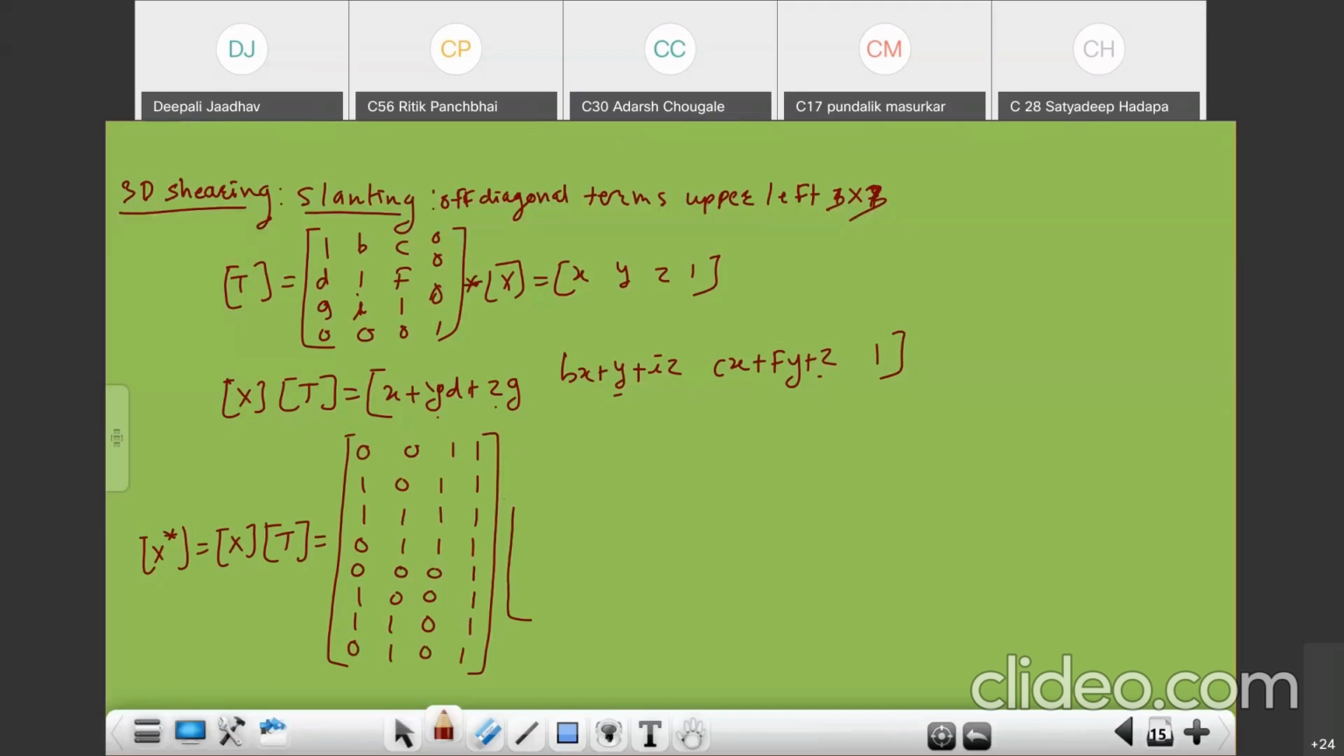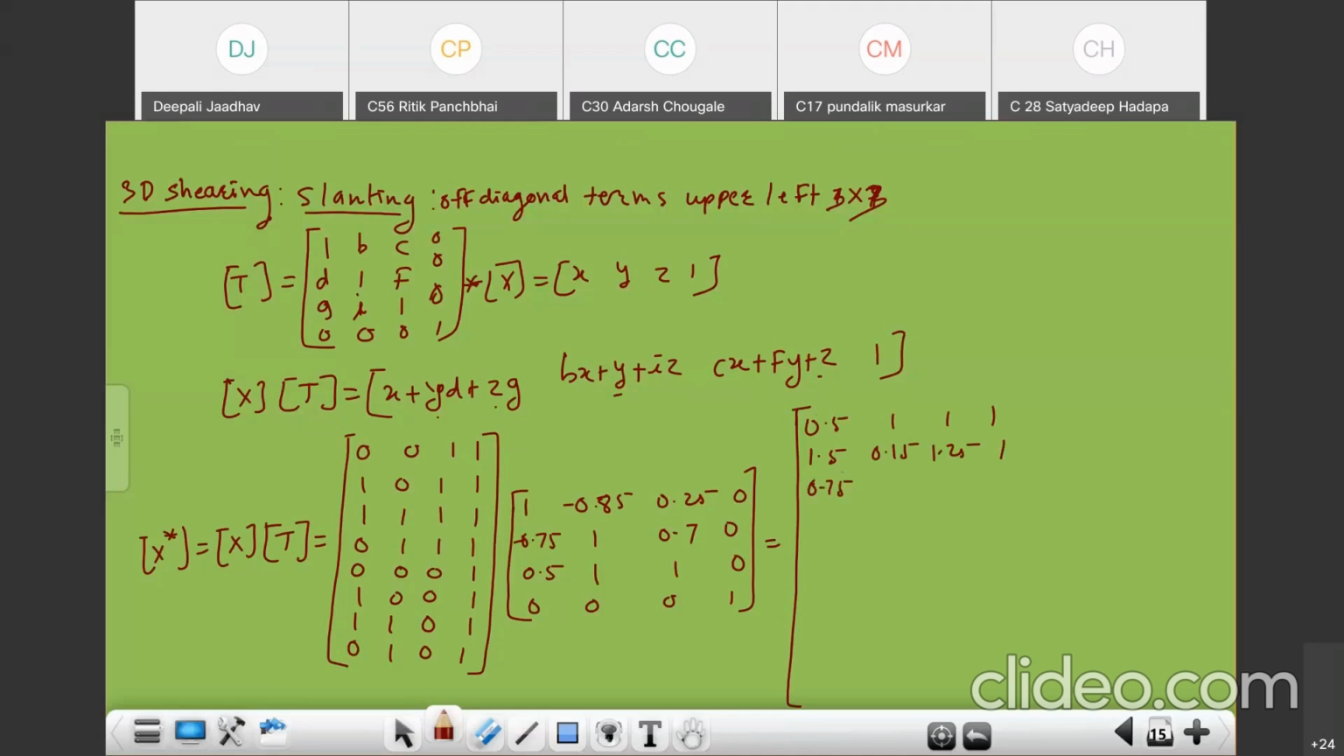And the shearing factors, the result is, I have already calculated. I am going to write here the direct values 0.5, 1, 1, 1, 1.5, 0.15, 1.25, 1, 0.75, 1.15, 1.95, 1.